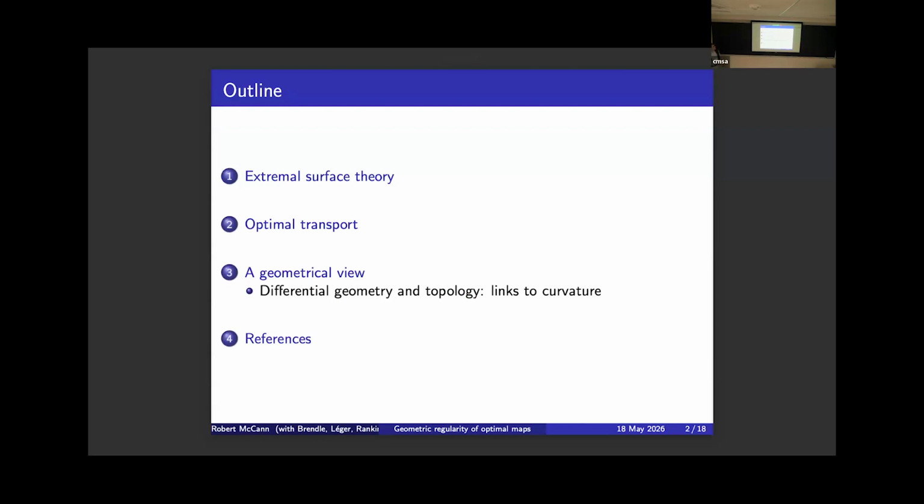Okay, so here's the agenda for today. I'm going to give a brief overview of highlights of extremal surface theory. And then I'm going to talk about optimal transportation, giving a kind of introduction. Maybe there are some algebraic geometers in the audience who know as little about optimal transportation as I know about complex algebraic geometry. So I'll give an introduction to optimal transport, and I'm going to emphasize its links to differential geometry, topology, and notions of curvature.